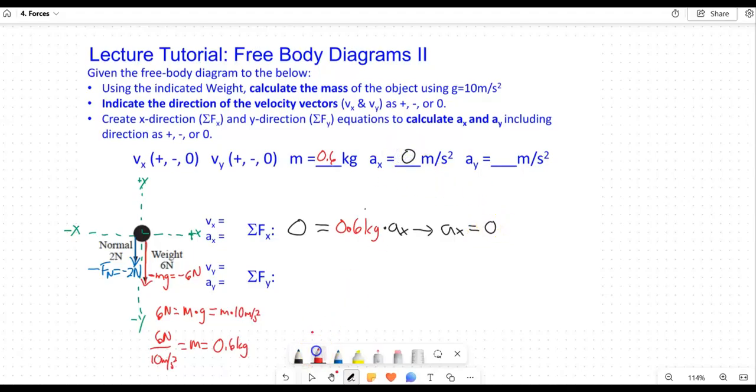So I'm setting these things equal to the mass times their acceleration. And since these are the x direction forces, this will be the x direction acceleration. So we can see in the x direction, it's not going to be moving or accelerating. The x direction velocity is going to be 0, and the x direction acceleration is going to be 0. In the y direction, that's a little bit more subjective, I think.